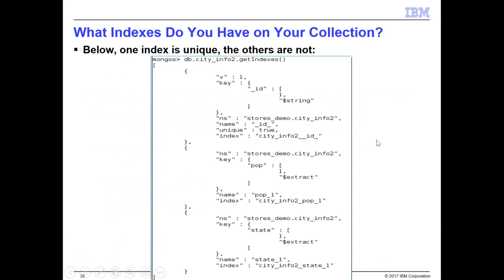What kind of indexes do I have? So on a particular table, in this case, I see I made the mistake. In a particular collection, because this would have to be a collection for it to come back properly. It won't come back at all if it was a table. So city info is my collection, and I want to see all the indexes on it. So I say db cityinfo2 getIndexes, and what do you see? You see all of the indexes that it knows about.